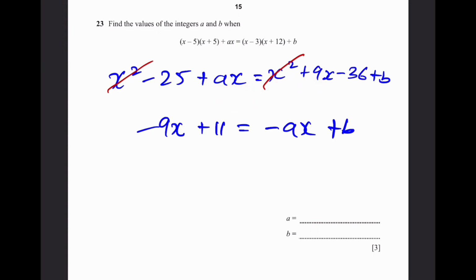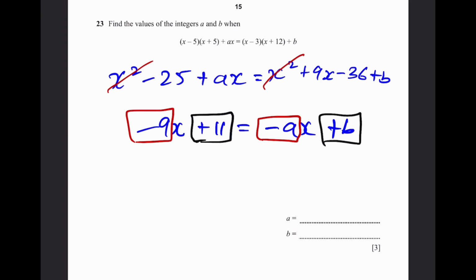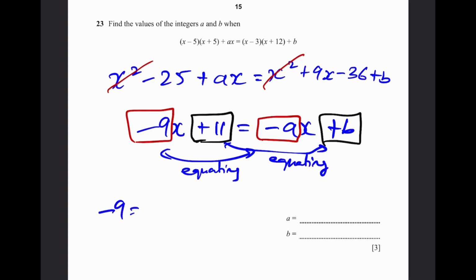So now let's say that we are equating coefficients of x and we're equating the constants. So minus 9 is equal to minus a, and then 11 is equal to positive b. That means, let's just write this equating here and equating these two as well. So minus 9 equals minus a, so a equals 9, and then b equals 11. That's our answer. Question 24.